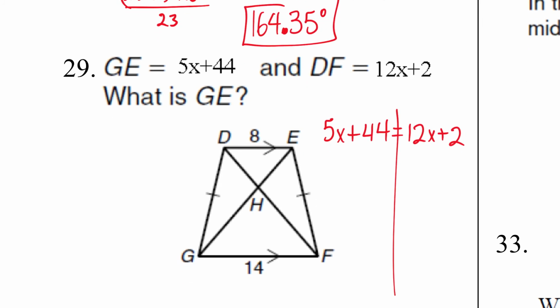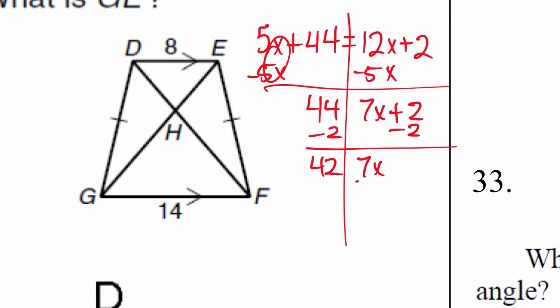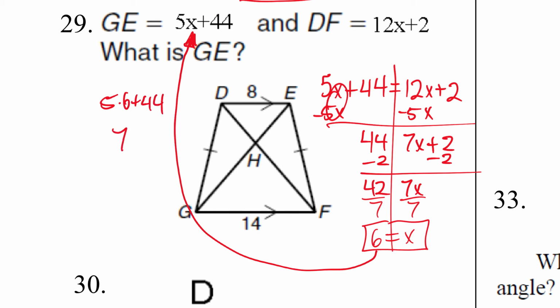Okay, number 29, when we solve here, we subtract 5x from both sides. This zeroes out, we get 44 equals 7x plus 2. Subtract 2, 42 equals 7x. Divide both sides by 7 and you get x equals 6. Then you take that 6, plug it back in right there. And 5 times 6 plus 44 is going to give you 74.